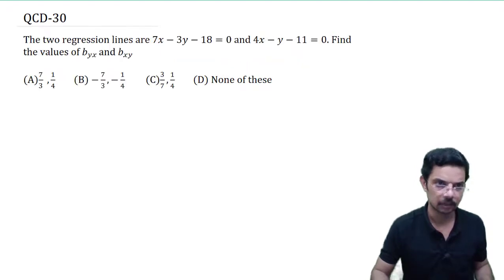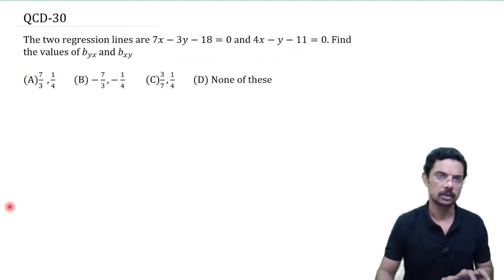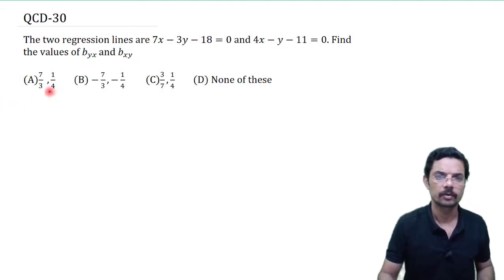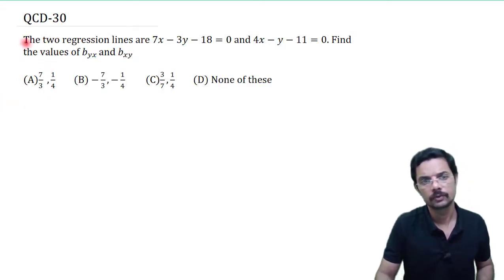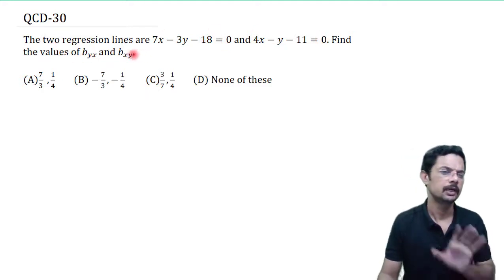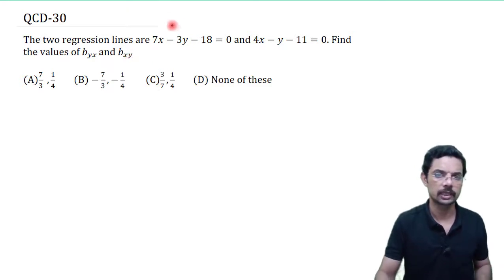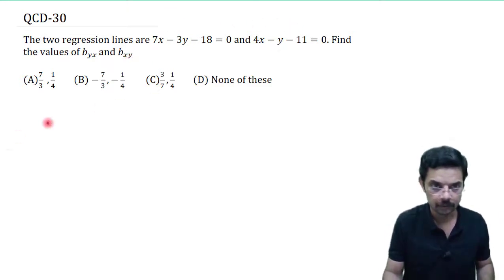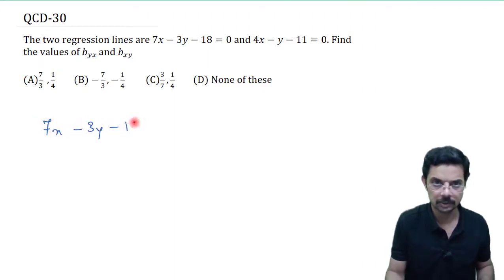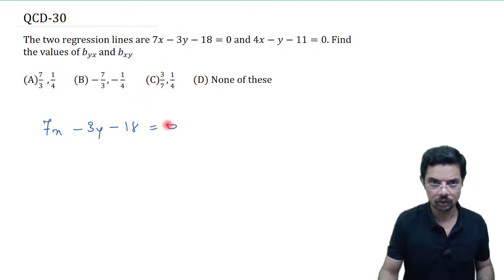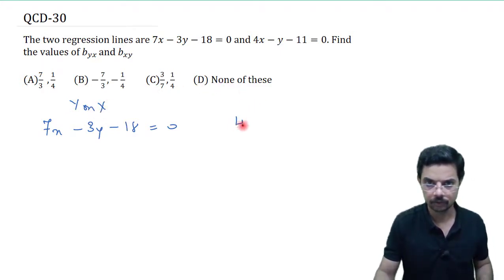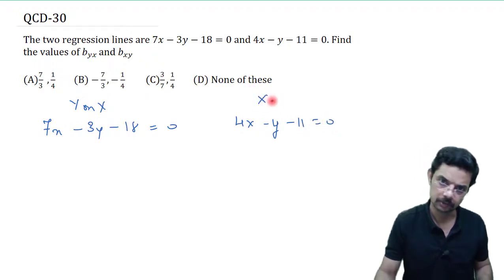Question number 30 and the final question for our video of today. Question number 30 is, the two regression lines are given to you like this. Find the values of byx and bxy. It is the same type of question. Let us assume the first one as y on x, the second one as x on y. Okay, so let us assume that 7x minus 3y minus 18 equal to 0 be the regression equation of y on x, and let us assume that this 4x minus y minus 11 equal to 0 be the regression equation of x on y.